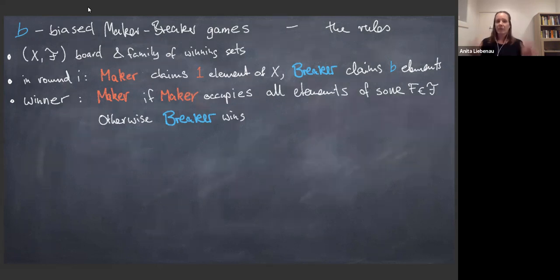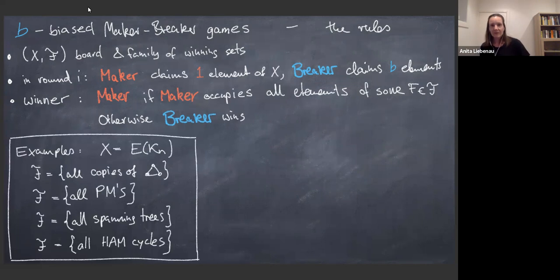And then this is a game, so we want to know who is the winner. Maker is declared the winner of a particular play of the game if maker manages to occupy all elements of some winning set in F. Otherwise, breaker wins. So these are the standard rules. Now, let me give you some very simple examples. For the whole talk, the board X will always be the edge set of the complete graph on n vertices. Nothing else will happen in this talk.